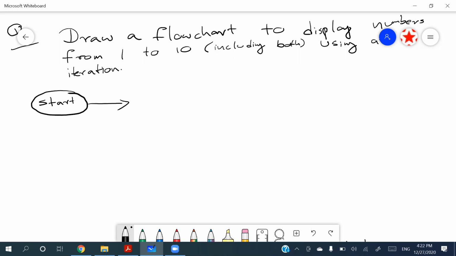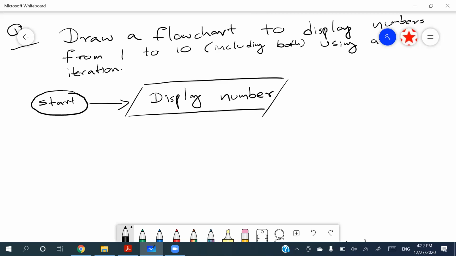So if you are going to show something, you need a variable, right? So I'm taking the variable as the number. So my plan is: display number, which is my variable. So it's going to be an output, and then I'm going to increase it by 1.